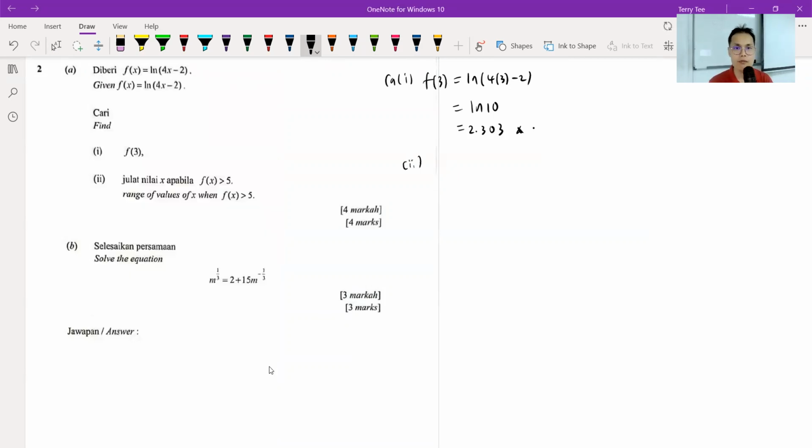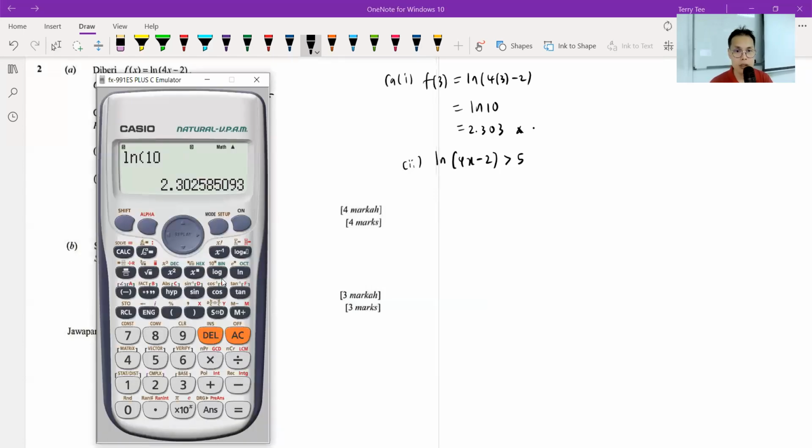Okay, second one, find the range of values of x when f(x) is more than 5. So my f(x) here is ln of (4x minus 2), and it's more than 5. Okay, so I know some students were not familiar with ln. Ln basically is log base e. This is in your textbook, but it's just a small part in the new KSSM textbook, right? So e is an exponential constant, which is basically 2.71828. You can actually find here shift ln, you get e. E by itself is a constant, 2.71828, and so on.